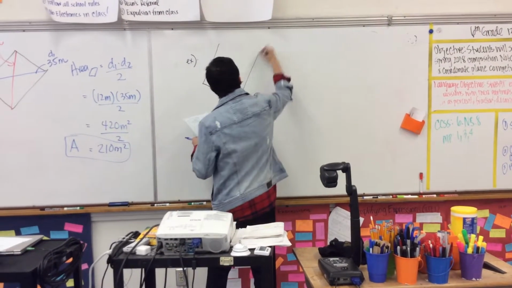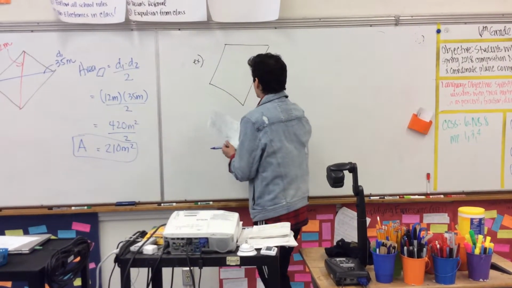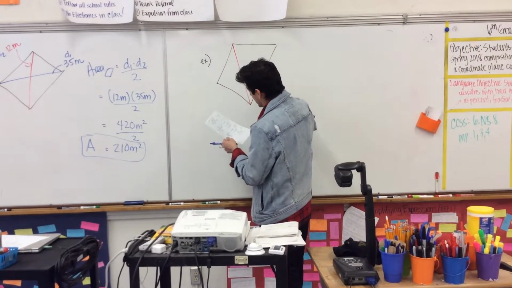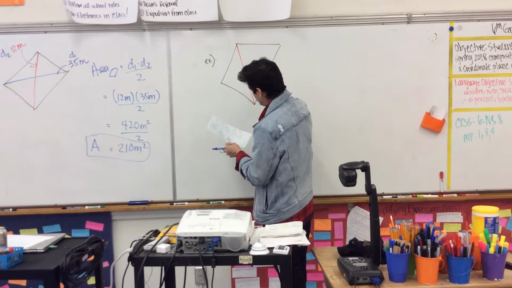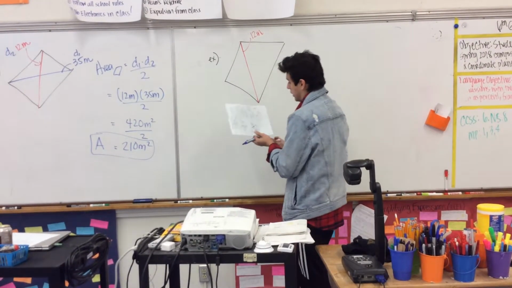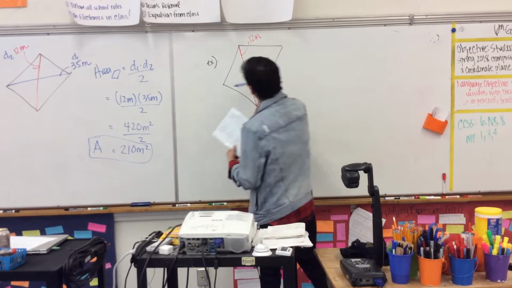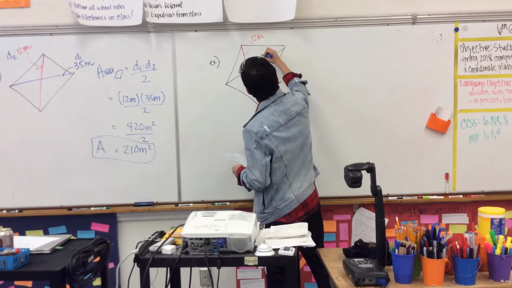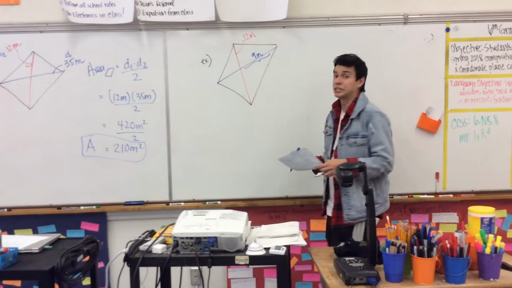Boom, boom, boom, boom. Okay? That diagonal is worth, let's call this, the whole thing is worth 12 inches, okay? And then let's go over here. Only this piece is 9 inches.